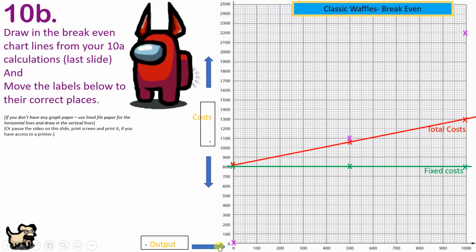And here are the final 2 marks on the chart. We're looking at revenue of 500 waffles at £1,100 and 1,000 waffles at £2,200, giving you a total revenue line looking like this, giving you a break even of 475 waffles based on the figures we've got.